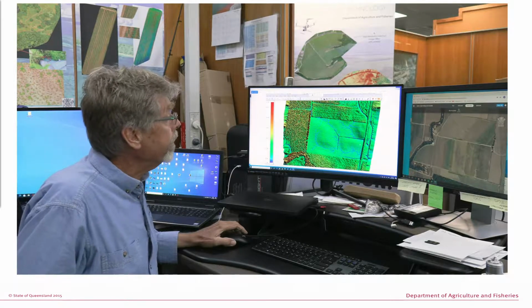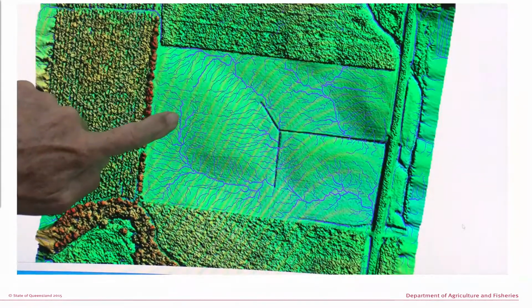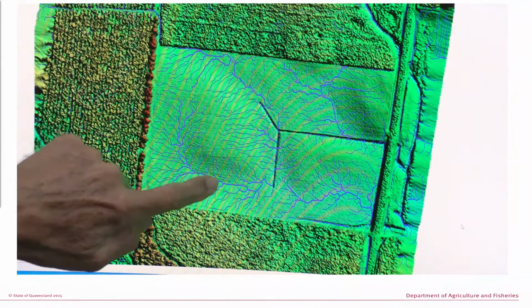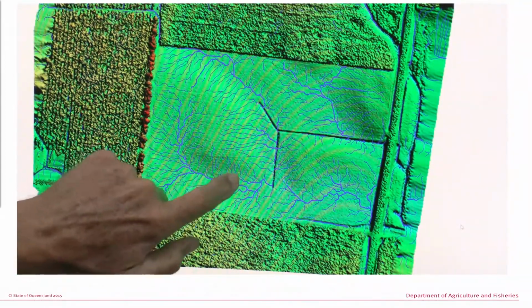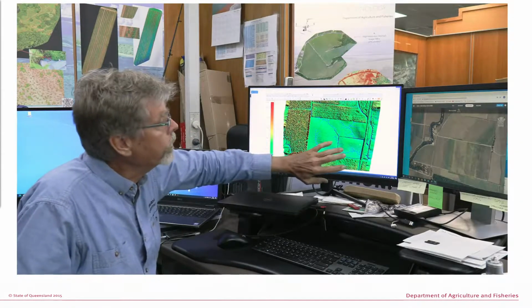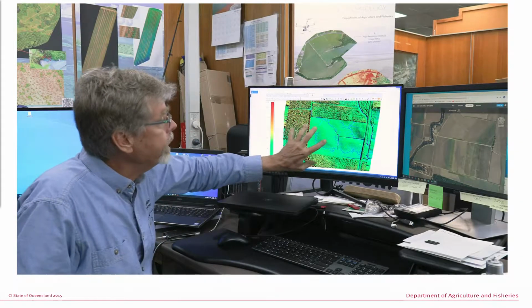One example here is flow mapping. We can create the surface water flow model for the land that we're interested in. So that means that we can design drainage networks, all sorts of other earthworks based around the drone mapping.